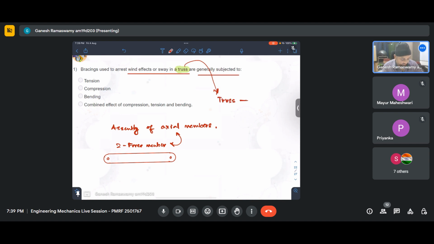Truss essentially uses the section optimally. Why that is, that we will see when we get to trusses in detail next week. But for now, you can take it that it is an efficient arrangement.